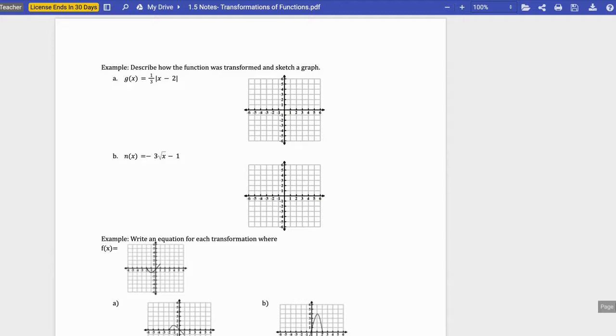We're going to finish our notes. So you remember yesterday we took notes on properties and rules of transformations. We had that whole table that described the different transformations for us. So what we're going to do now is take a look at a function. We're actually going to describe how the function has been transformed and sketch a graph of it.